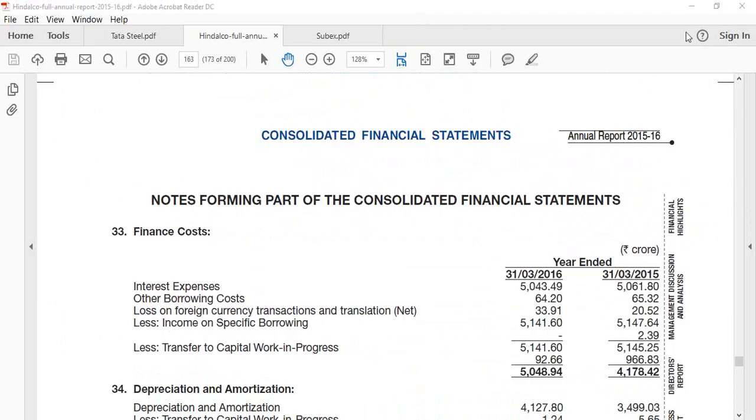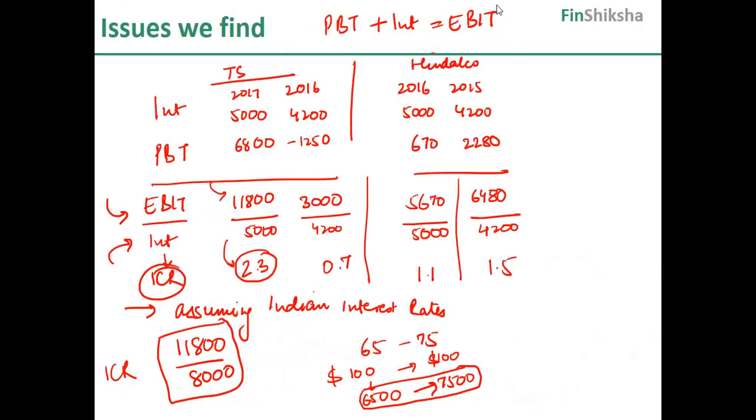What's the total interest expense that you see in the previous year? The interest expense is 5,061. Total is about 5,145. And then you find a line item saying less transfer to capital work in progress, and that's about 1,000 crore. What is capital work in progress? What Hindalco is doing is something known as capitalization of interest.